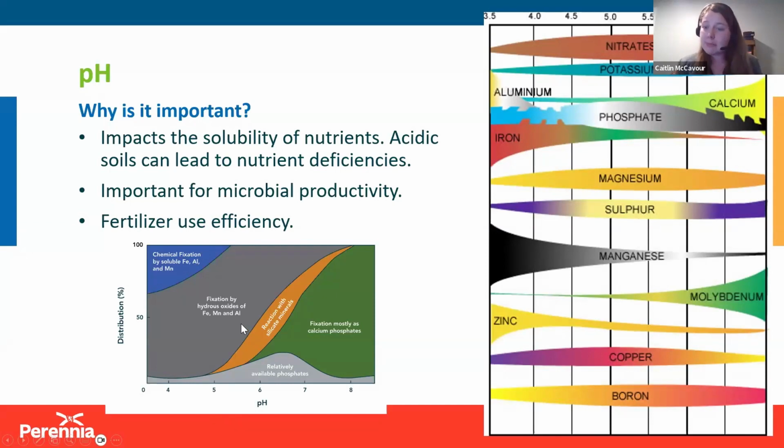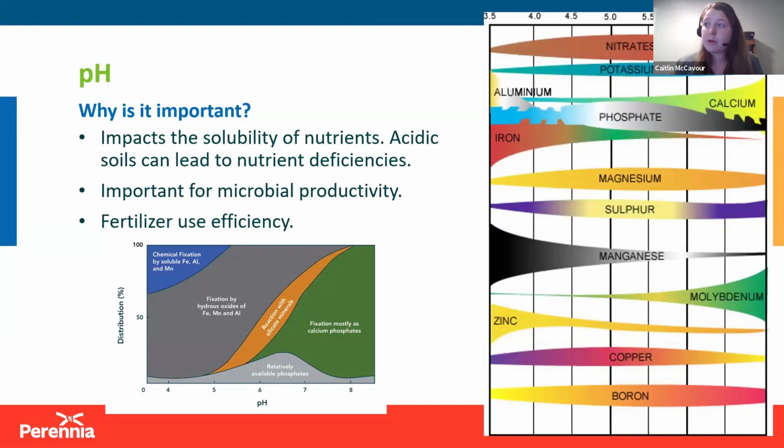It is highly dependent on pH. And so you can see this range between 6 and 7. That's where you get the most relatively available phosphorus. And as you increase above 7, you get a lot more fixation with calcium, or you go down below 6, you get more fixation with iron or aluminum. And so that's why it's so important to maintain that soil pH. Now, pH is not the sole factor that impacts nutrient solubility, but it is a large player.